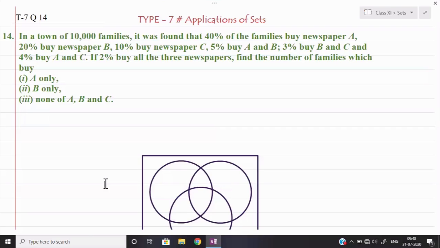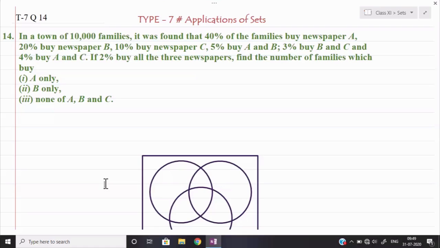So see, they are saying it was found that 40% of the families buy newspaper. Okay, means out of 10,000, 40% of 10,000 are purchasing newspaper A, 20% purchasing B, 10% purchasing C, 5% A and B, 3% B and C, 4% A and C. Similar kind of information as we got in the previous question. They have given 2% all three, means n of A intersection B intersection C, that they want to say, it is given here as 2%.